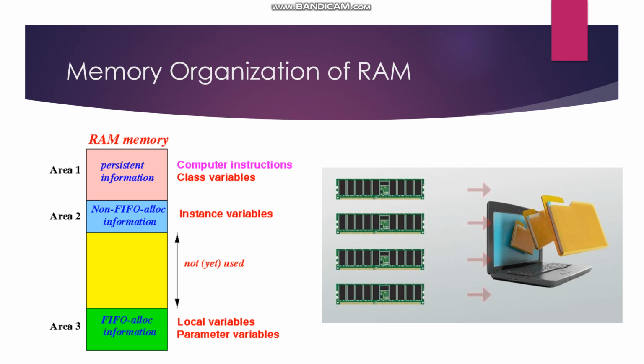FIFO is first in first out. Area 1 has the computer instructions and class variables, and non-FIFO allocation information has instance variables, and area 3, FIFO allocation information, has local variables and parameter variables. The area between area 2 and area 3 is not yet used. This is the memory organization of RAM which gives input to computers.